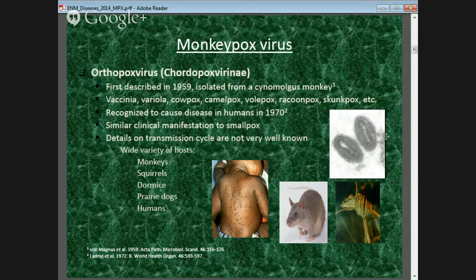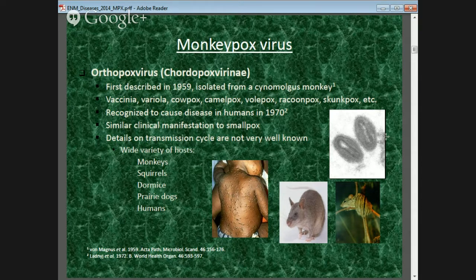And one aspect that is very important within this genus is that members within this genus have cross protection. So if you're infected with one of those viruses, you have some certain level of protection to the other viruses. And this is very important because this is what was exploited during the smallpox eradication campaign when vaccinia virus was used as the vaccine.